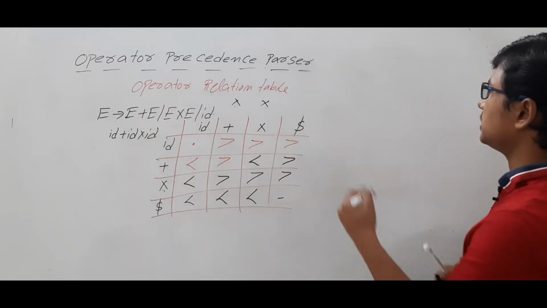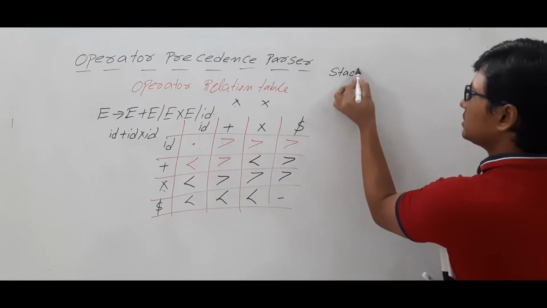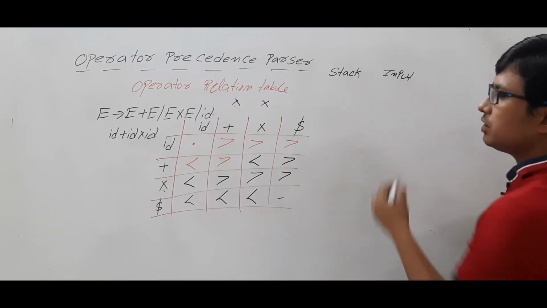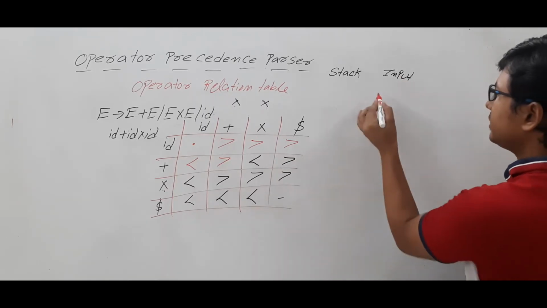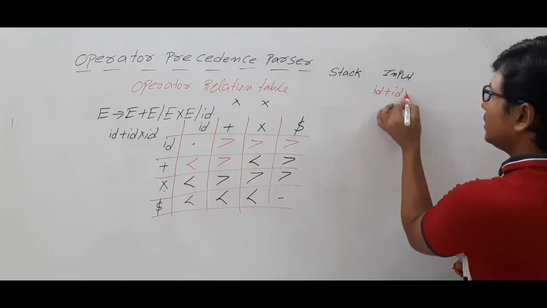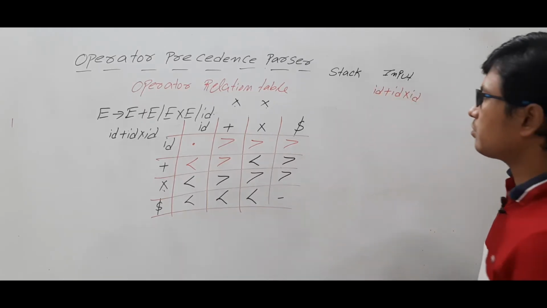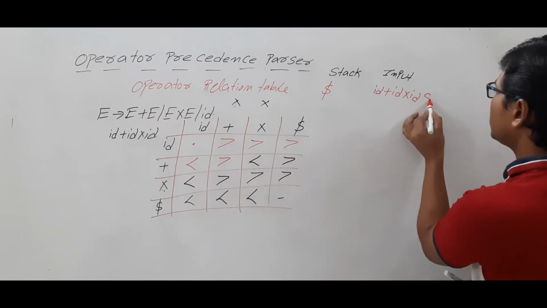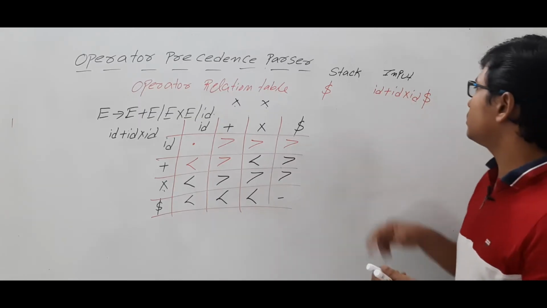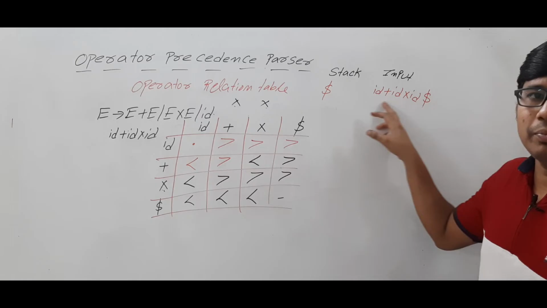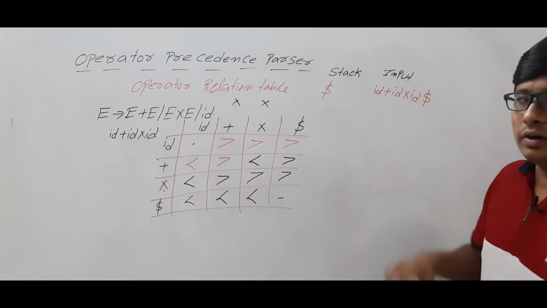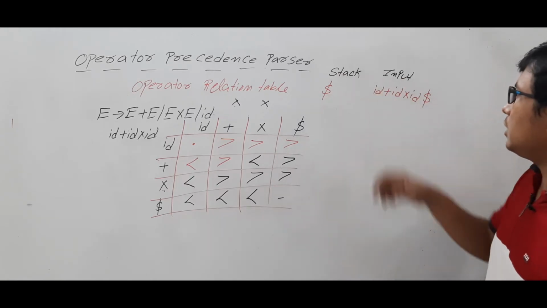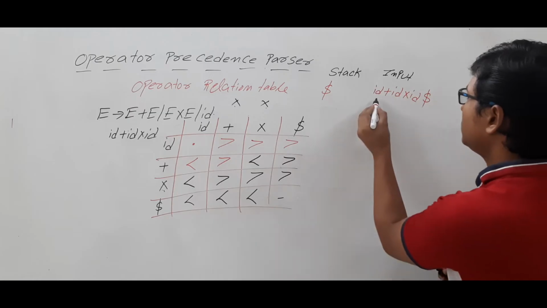So what I will do is take the stack data structure and the input string. The input is id plus id into id. Initially the stack will consist of only dollar. At the end of the input you will have the dollar. So what is the use of this dollar? To say that we have parsed the entire input string. So initially the stack consists of dollar and your input pointer is pointing to this id.